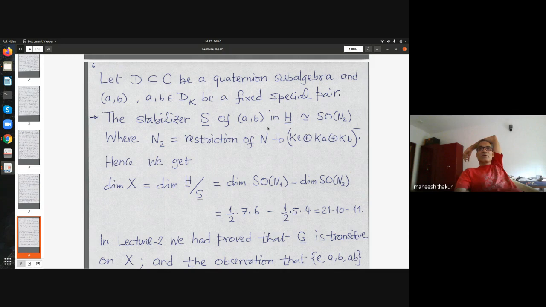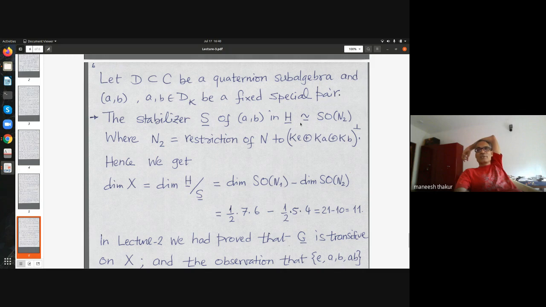Okay, so you can actually give a finer description of the stabilizer of A, B in H lower bar that I'm computing now. That is isomorphic to SO of N2, where N2 is the norm form restricted to the perp of this three-dimensional space. Because it's fixing E, A, B, it will map the perp to perp. So that is the isomorphism for this stabilizer of A comma B in H lower bar.